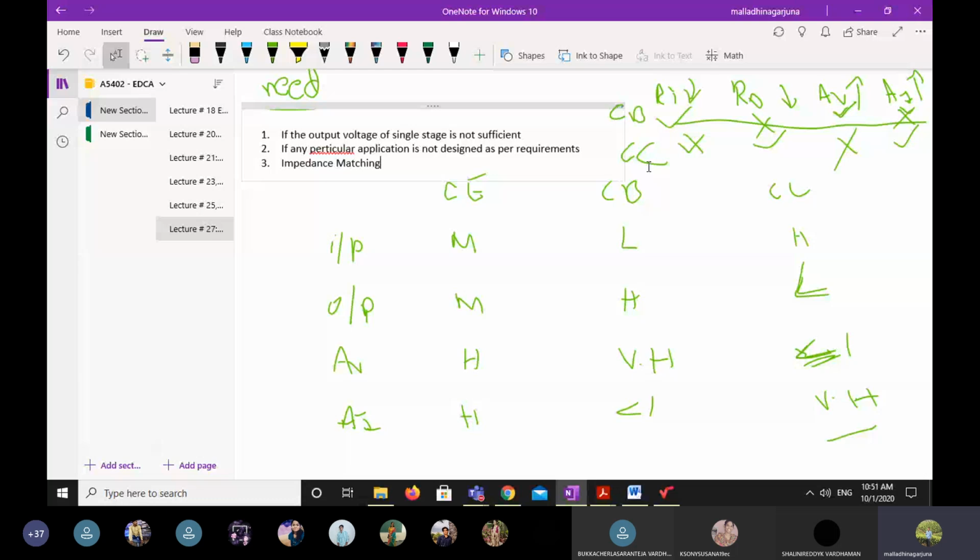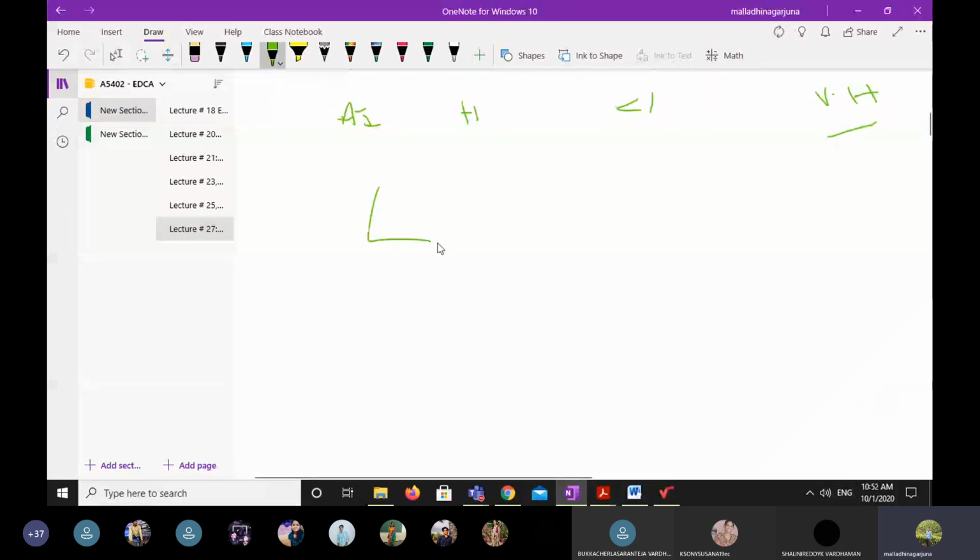Okay, so whenever you are trying to connect one circuit to another circuit, the output impedance of the first circuit should be matched with the input impedance of the next circuit. Suppose this is one circuit, this is my multi-stage amplifier, and I would like to connect it with another circuit, another application.